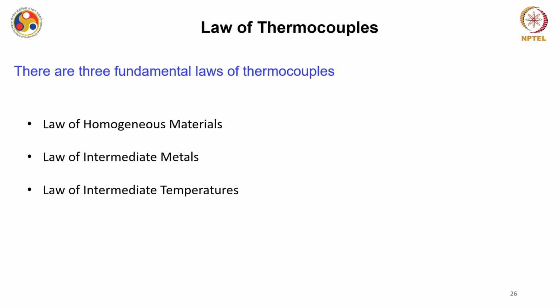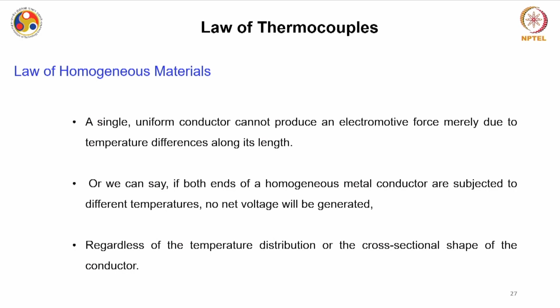Now there are three fundamental laws of thermocouples we should always remember. One is the law of homogeneous materials, which you will also find as the law of homogeneous conductors in some books. Then you have the law of intermediate metals, and the third is the law of intermediate temperatures. Let's learn these laws, and this will help us understand how different thermocouples have evolved over the years. So let's see first the law of homogeneous materials.